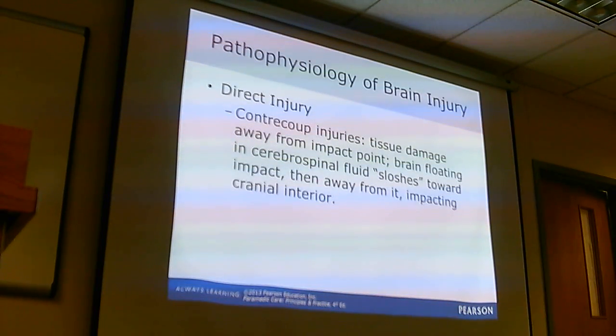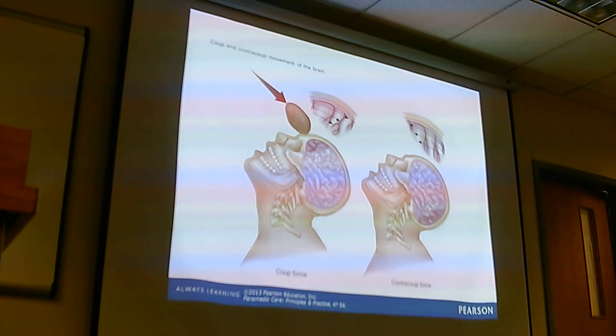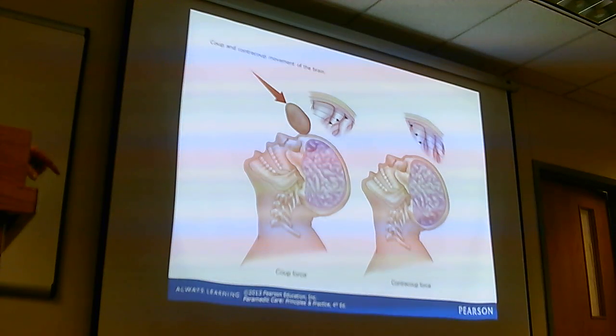Those also count for the contrecoup injuries. So with a direct injury, say you get a rock thrown to the head, it causes the brain to smack into the back of the head, and then the brain moves and smacks into the front of the head as well. So you get two injury sites to the brain. You get the direct impact, and then you get the brain moving inside. That's your direct trauma.